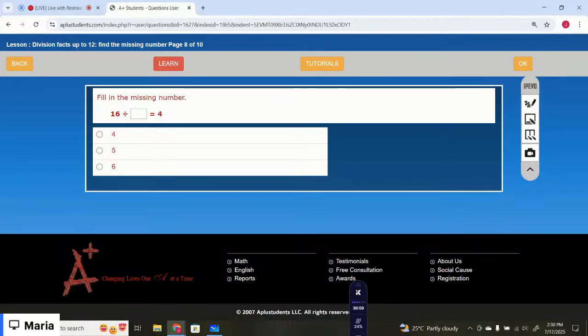Fill in the missing number. 16 divided by what number equals 4? That would be 16 divided by 4 is 4. Option number 1 is the correct option.